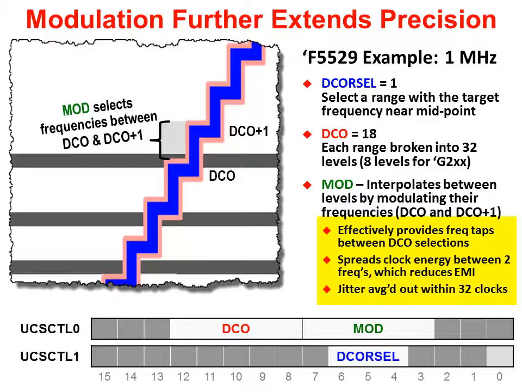This does give us the advantage of actually spreading the clock energy between a couple of different frequencies, which reduces EMI, although it can generate a little bit of jitter as well. If you don't like this feature, you don't have to use it. You can turn it off, but it does let us get a little bit more accurate in our frequencies.